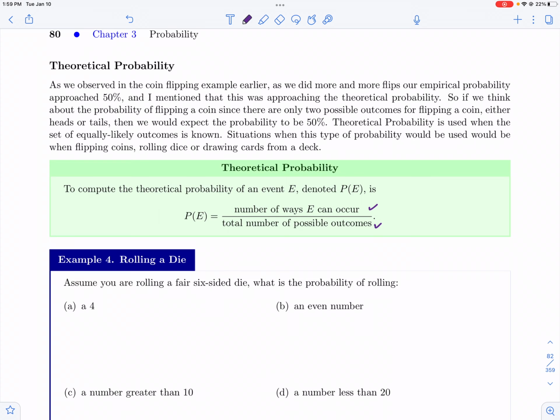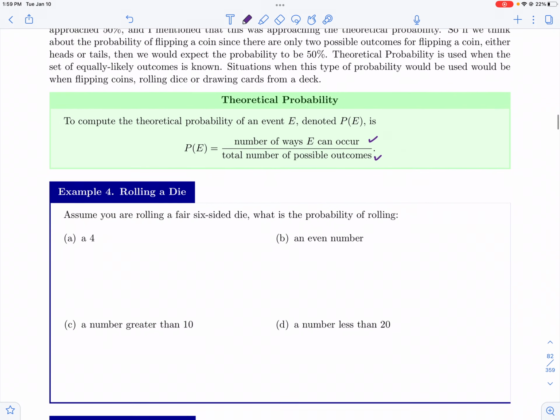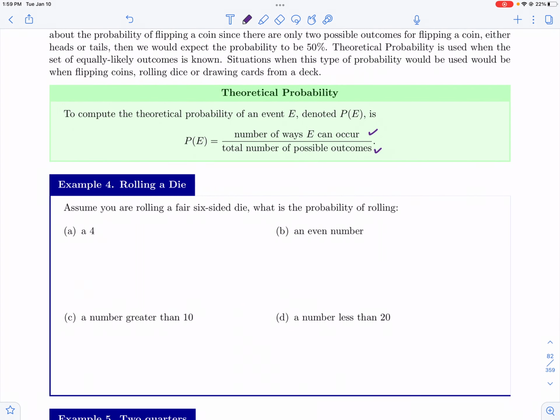So with this one, example 4, we're rolling just a single die one time. Just to remind us, our sample space is going to look like 1, 2, 3, 4, 5, 6. And so this is going to be our total as well. So our total number of things is equal to 6. That's going to be our bottom number for all of these different fractions that we're forming.